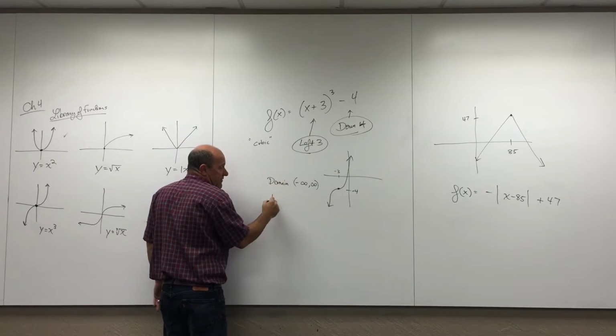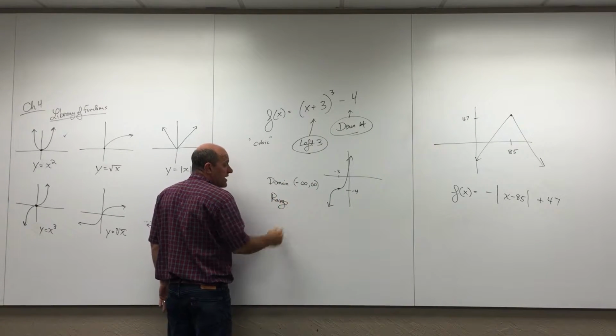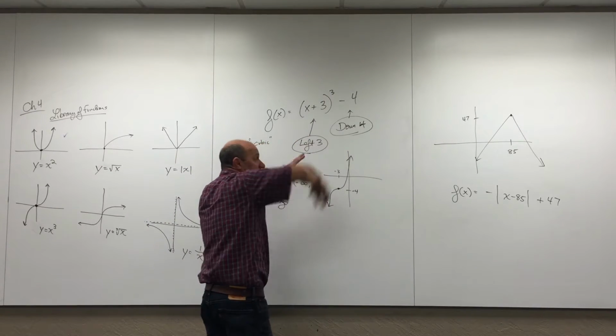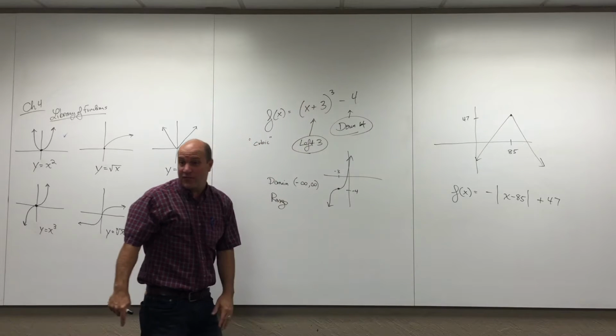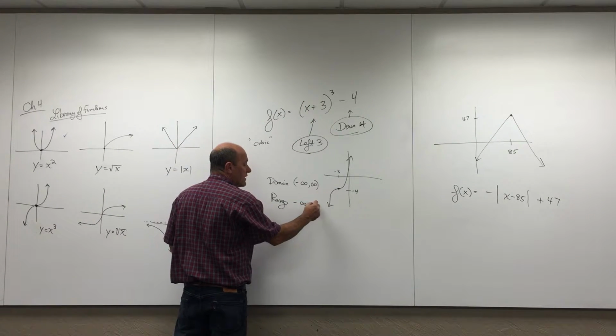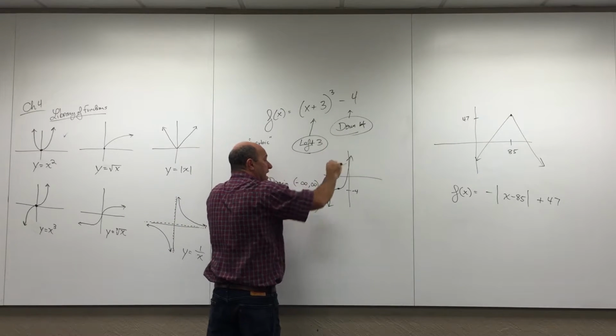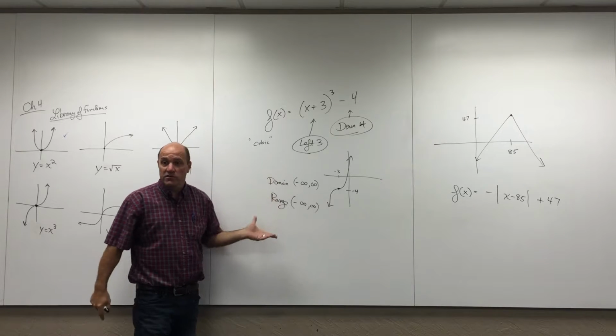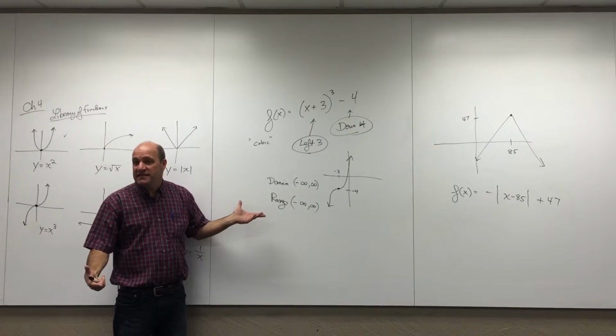The range might even look a little easier to you. What do you think the range is? Those arrows tell me that this thing's going up forever and down forever. I think it hits all y values. I think the range is negative infinity to infinity. It's clearly going up and down. It is also spreading out, of course. So that domain and range was obvious, maybe an easy one.